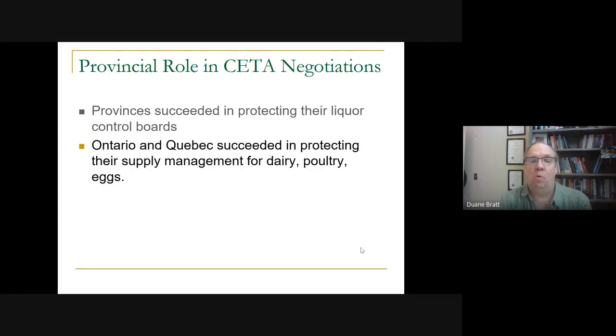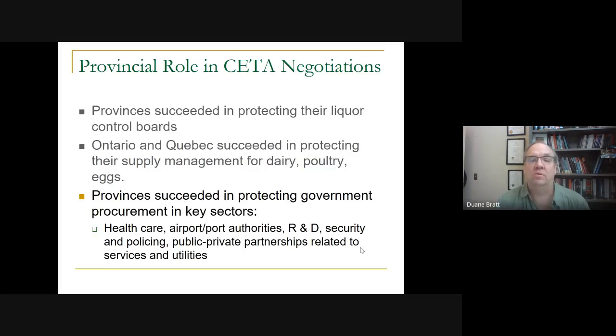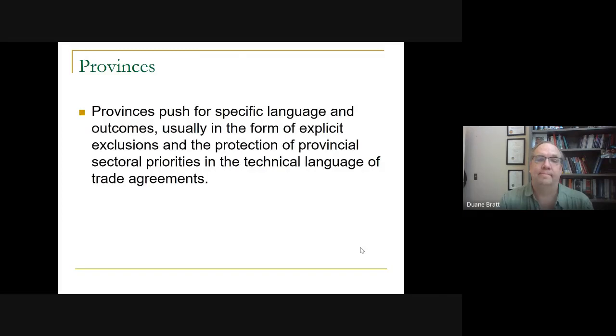Ontario and Quebec wanted to protect their marketing boards for dairy, poultry, and eggs. And the provinces wanted to ensure government procurement would be restricted to Canadian companies in a whole host of sectors. The provinces push for specific language, they push for outcomes, and the federal government, because they need the support of the provinces to implement these agreements, and some of them, as I said, are in provincial jurisdiction, will respond in kind.